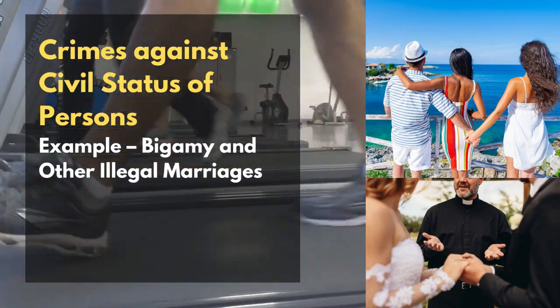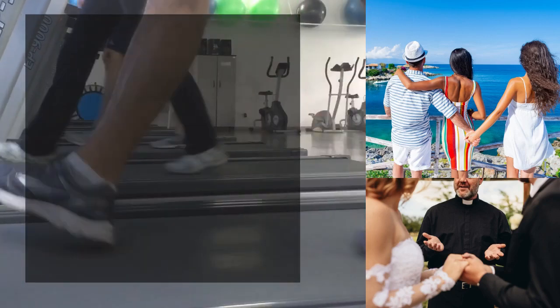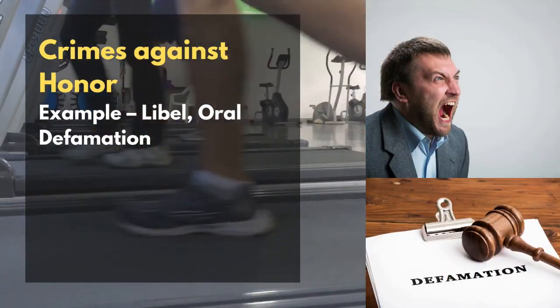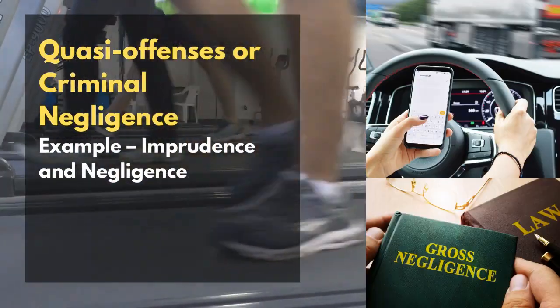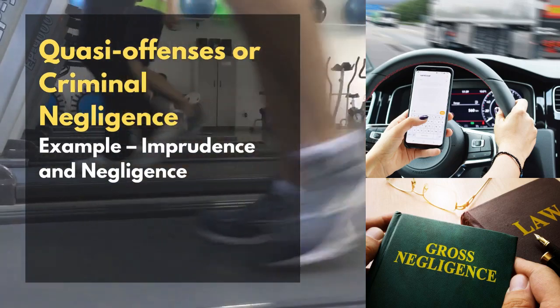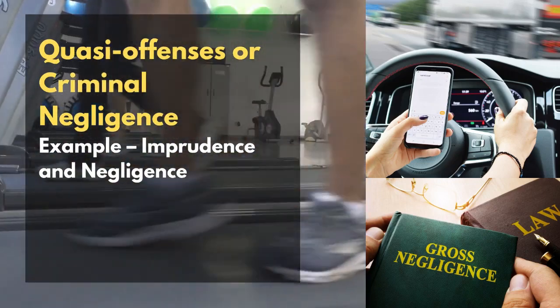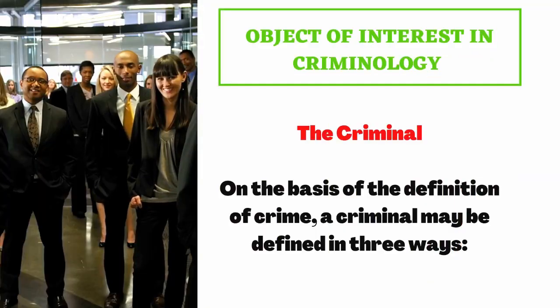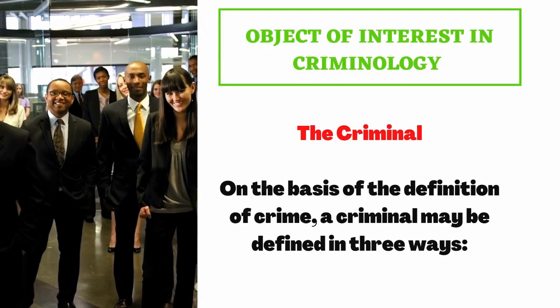crimes against the civil status of persons, example, bigamy and other illegal marriages; crimes against honor, example, libel, oral defamation; quasi-offenses or criminal negligence, example, imprudence and negligence. All of the examples and their elements can be accessed and studied further in the Revised Penal Code of the Philippines. Now for the next object of interest in criminology, this section will discuss the criminal.